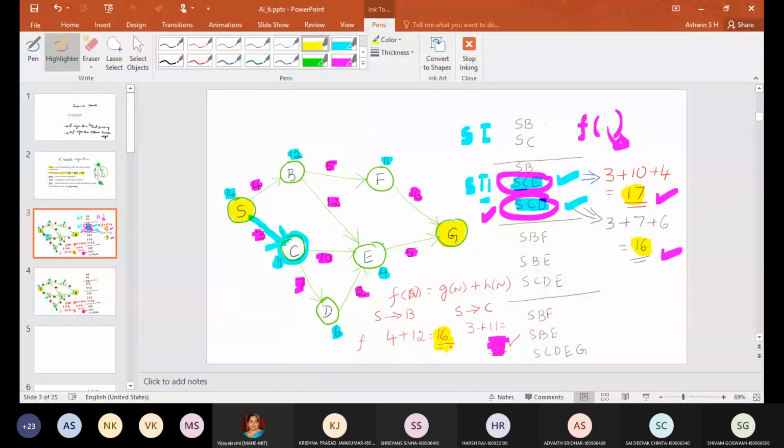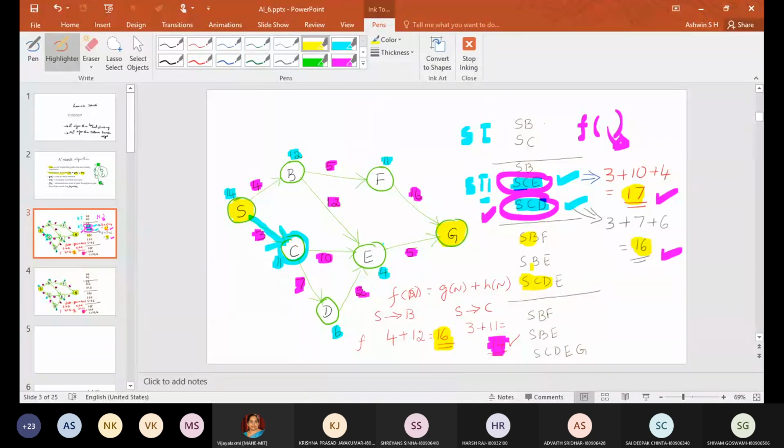Okay, so this is the feature of the A star algorithm. Even though we have neglected it in the first step, this has to be considered in the second step or third step or fourth step until you reach the goal. If the evaluation function, that is f of n, is coming minimum, then you are supposed to consider it. So now you have to consider the SB option also, and the SCD option also.